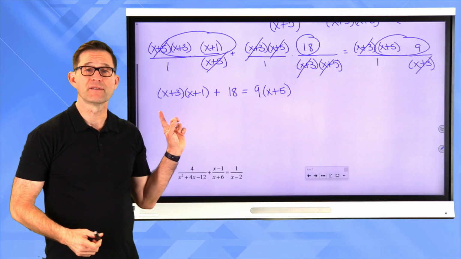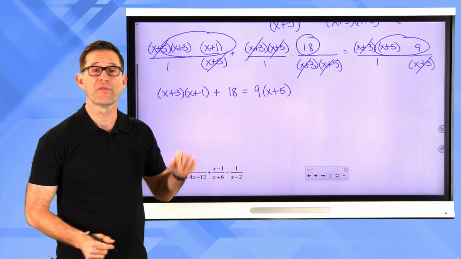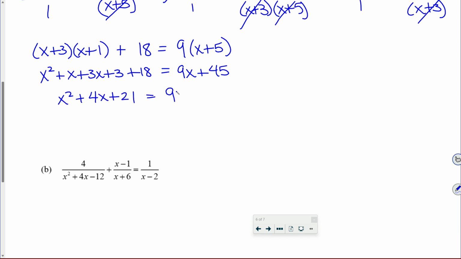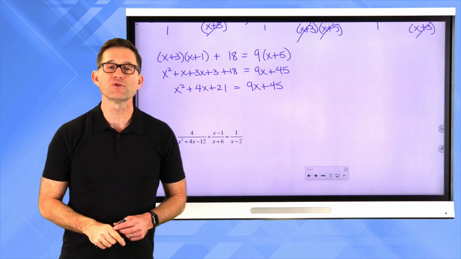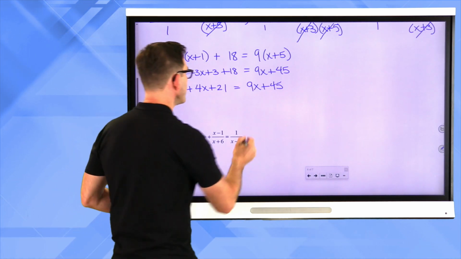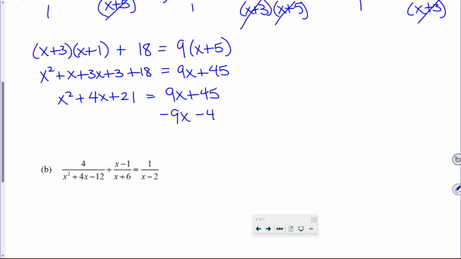First thing I'd like to do is multiply all of this out and then combine it with the 18. So that's going to be x squared plus x plus 3x plus 3 plus 18. And on this side, I'll distribute the 9, and I'll get 9x plus 45. On this side, I'm going to get x squared plus 4x plus 21, and nothing on this side, just 9x plus 45. Yet again, we see we have an equation involving an x squared, so I want to be biased towards the zero product law. So I'll subtract a 9x and a 45 from both sides.